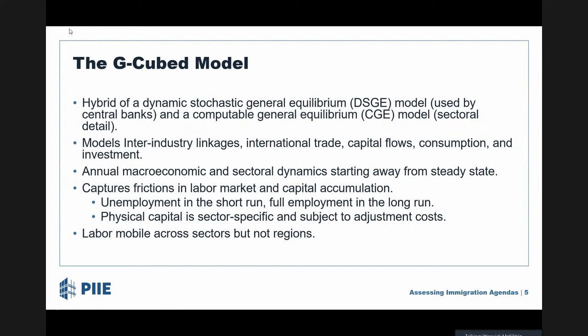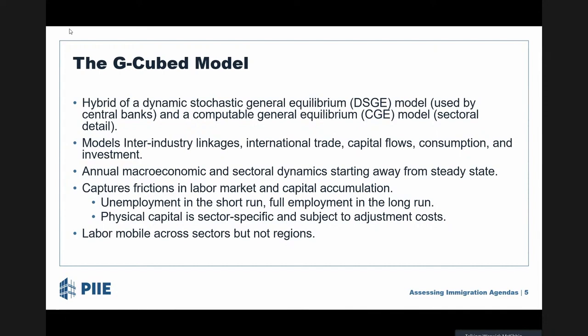pulling workers out of particular sectors, which is going to lead to adjustment throughout the economy. And in many cases, particularly if you're looking at trade policy, it leads to adjustment in other countries, which feeds back into the US. So this model has a lot of short-term frictions. We don't have full employment. We have business cycles. We have costs in moving capital from one sector to another.